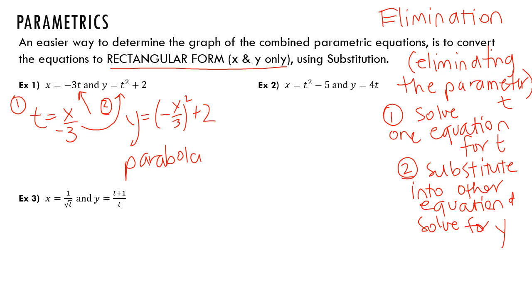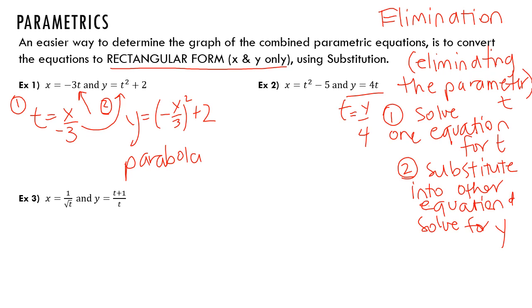All right, so example 2, I am going to go ahead and do this one as well, because in this one, if I solve for x, I'll have to take the square root. So I think I'm going to solve this one for t. So t equals y over 4.